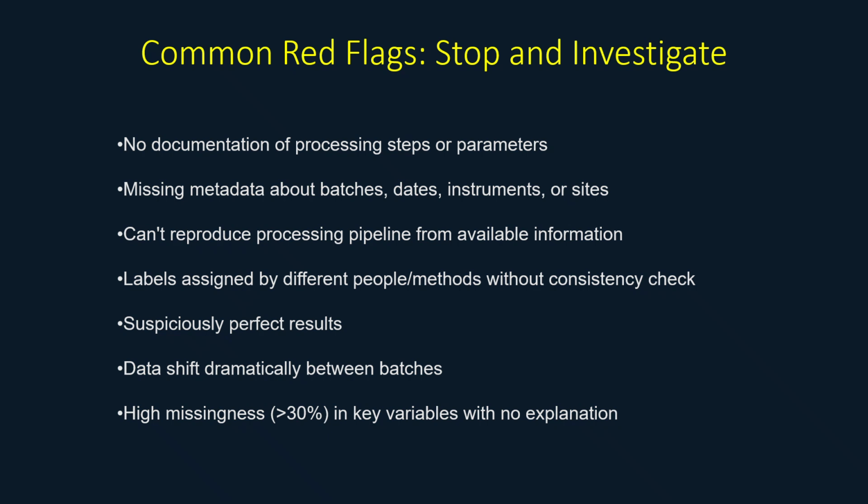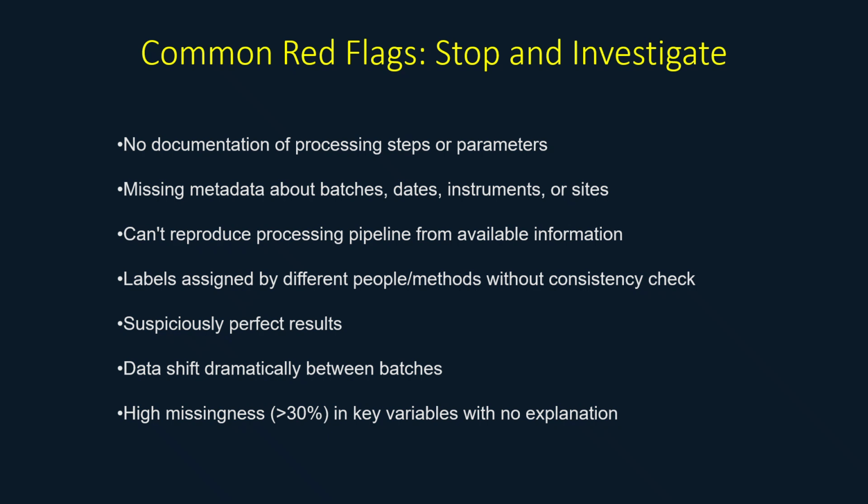Labeling issues are another frequent problem. If labels were assigned by different people or using different methods without checking consistency, that variability becomes part of the data. So this matters especially for subjective classifications. So watch out and be cautious of results that look unusually clean.